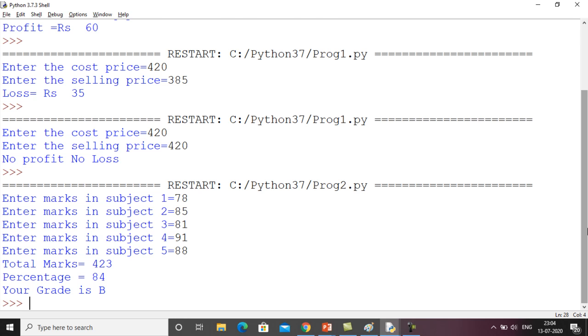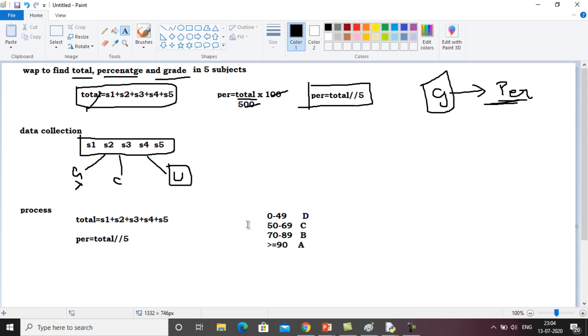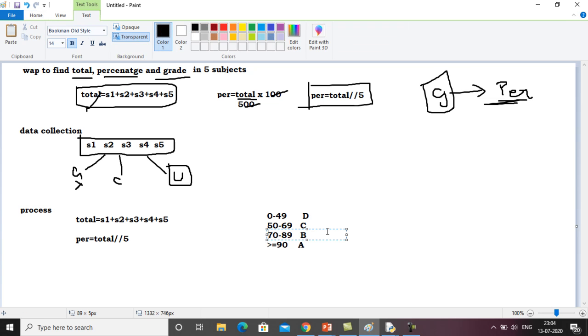Obviously the percentage is 84, and we know if the percentage is 84 it is lying in the range of 70 to 89 case.